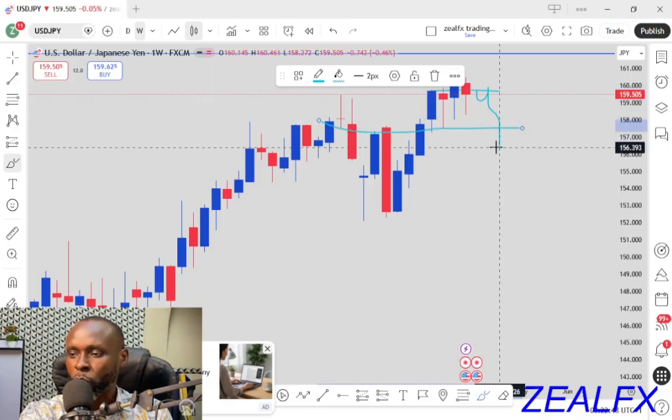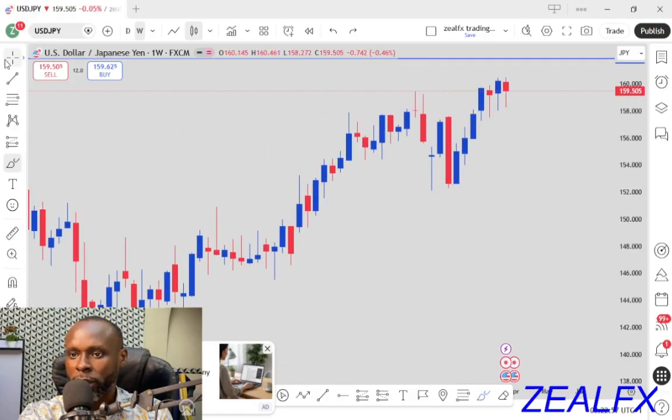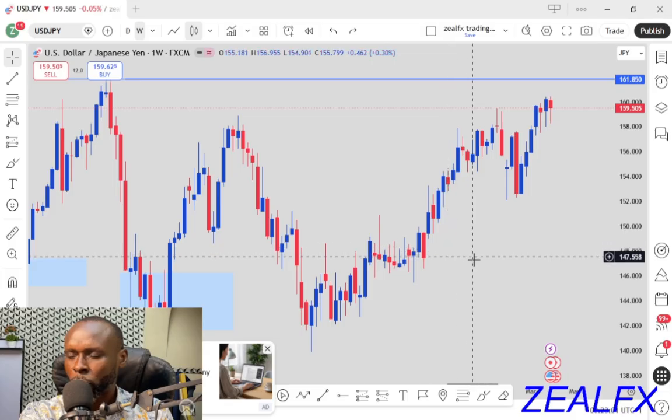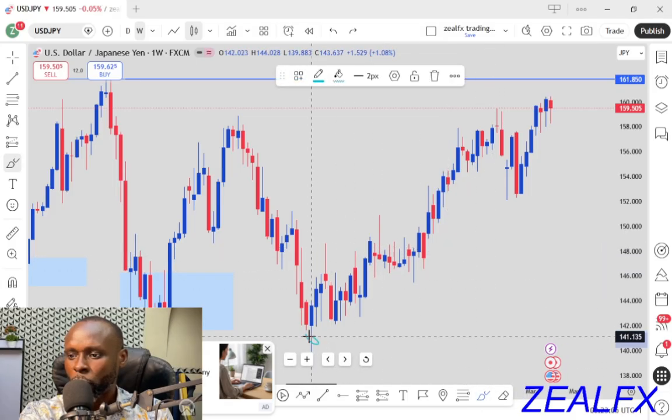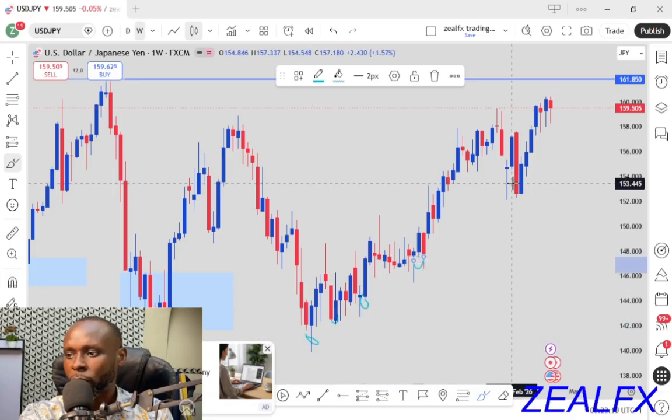So it's not okay to buy the USDJPY because currently price closed on a resistance level. So long as we have price closing on a resistance level on the weekly chart, it's not advisable to buy the USDJPY. So let's look at the trend of the USDJPY. We have this lower low, then a higher low, then a higher low, then higher low and higher low.